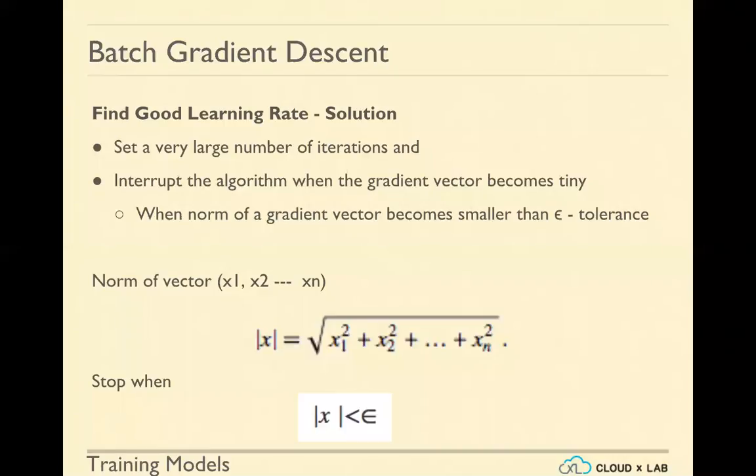Yeah, answer from Kamal: the jump is learning rate into the slope. That's right. The output is a function of multiplication of the two, slope and the learning rate. But the learning rate is not adapting. Learning rate is a fixed value.